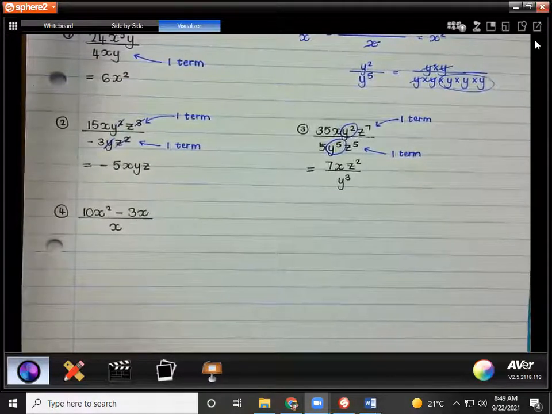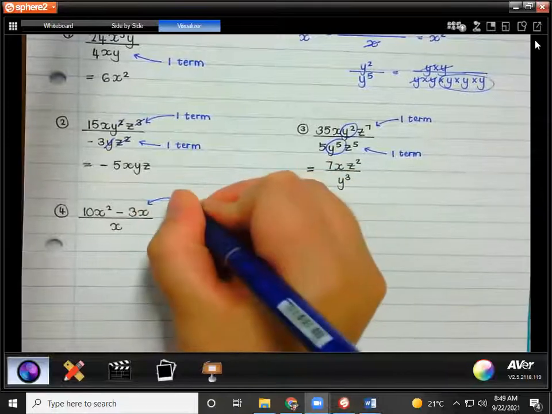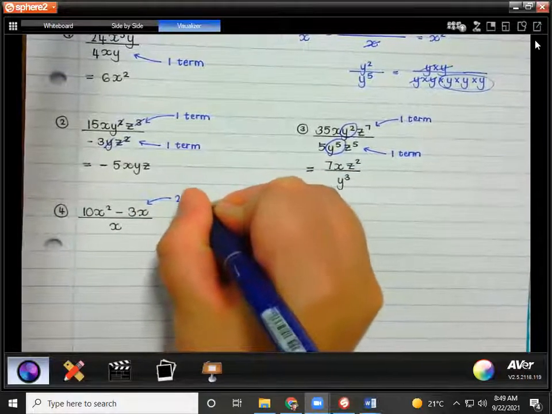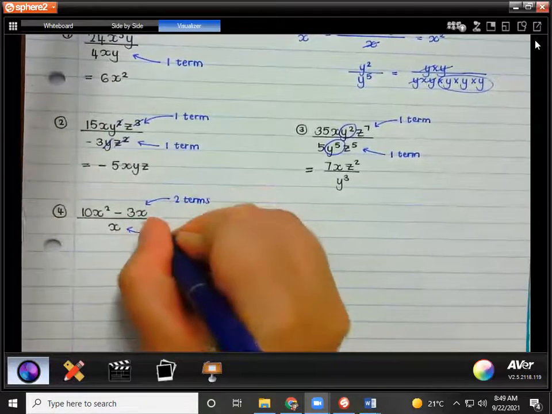How many terms do I have now in my numerator? 2. That's different, hey? We actually have 2 terms now. But in my denominator, I still have 1 term.